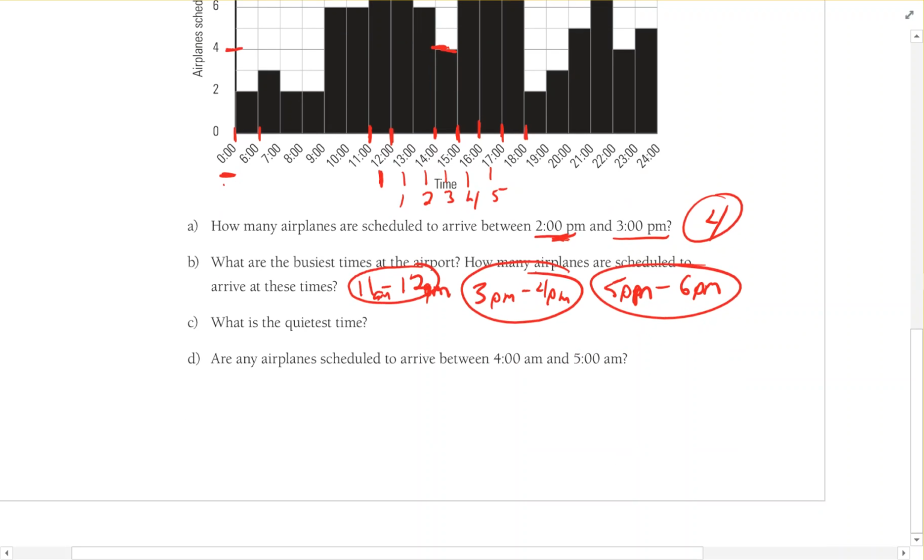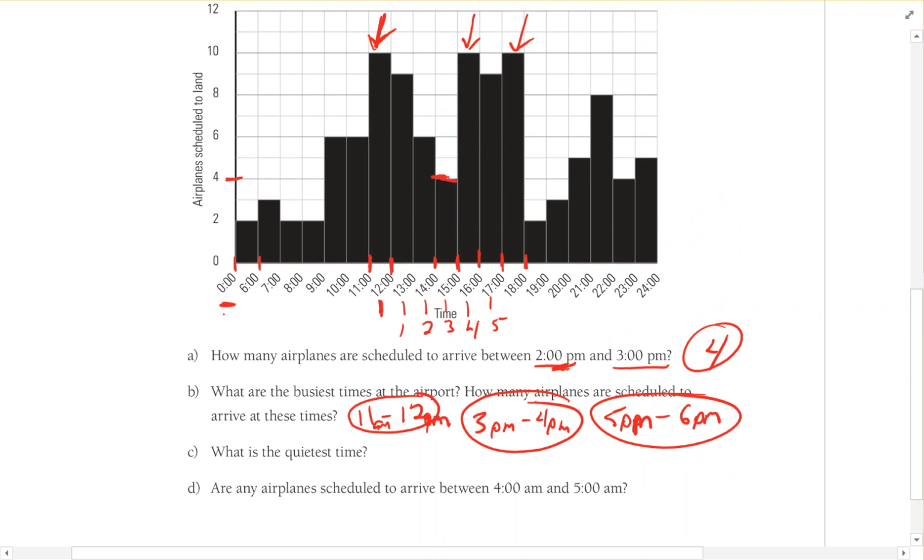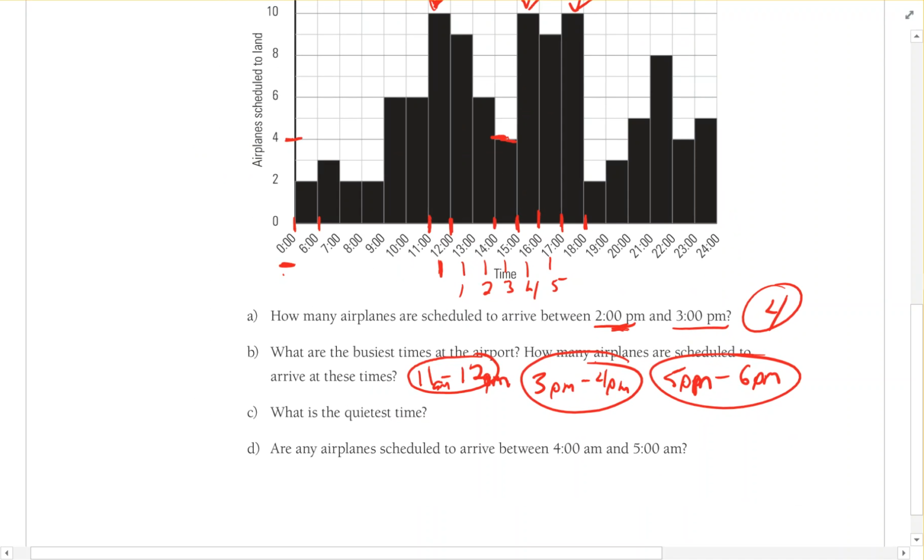All right. What's the quietest time? Okay, for the quietest time, we can look down here and say, well, that one's pretty quiet. So is that one, and so is that one. This one's pretty quiet, but not as low as these ones.